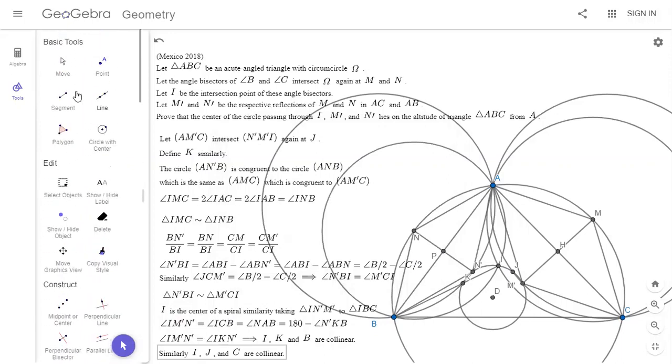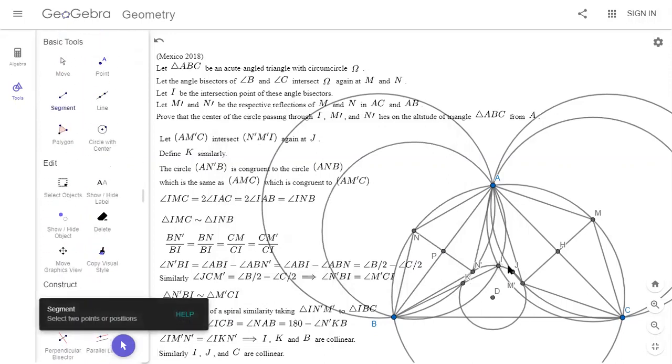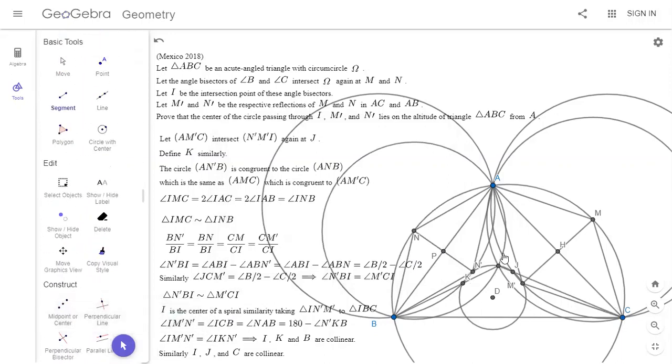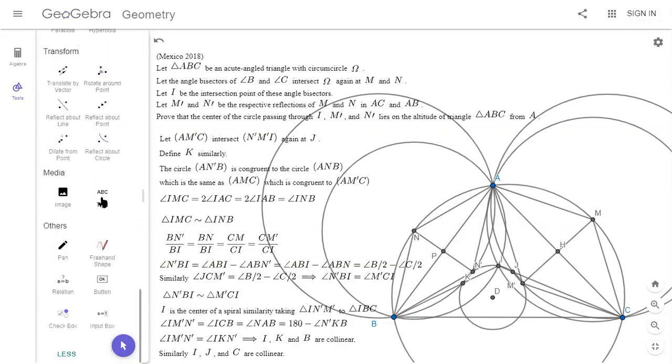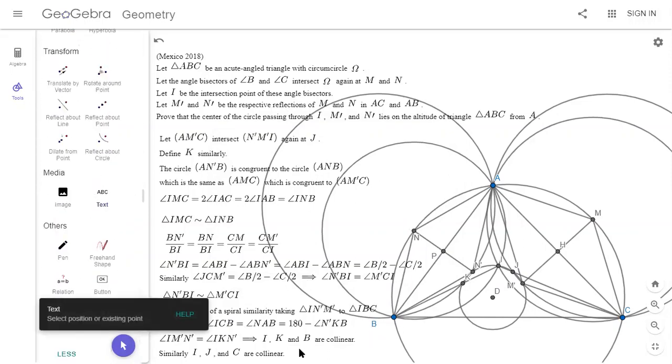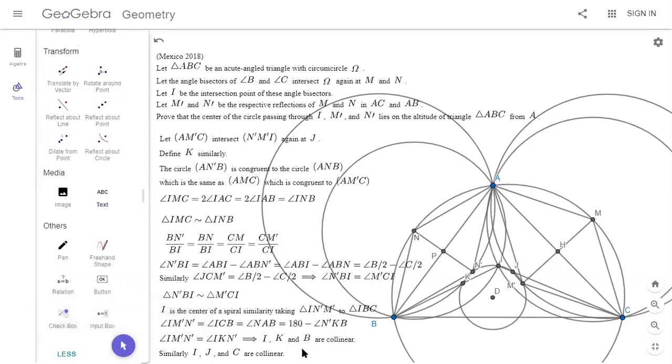So once we know that, we can show from there that A is the circumcenter of N N' J. I'm running out of room here a little bit, but now we know D lies on the angle bisector of N'AJ.